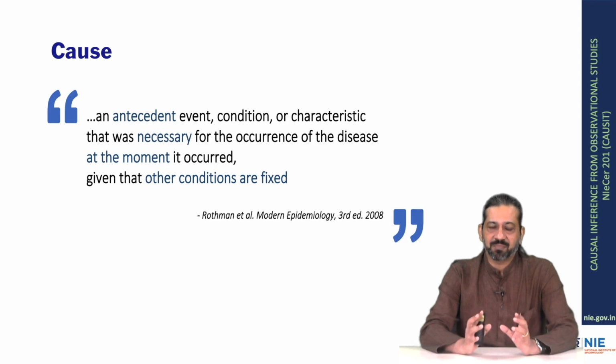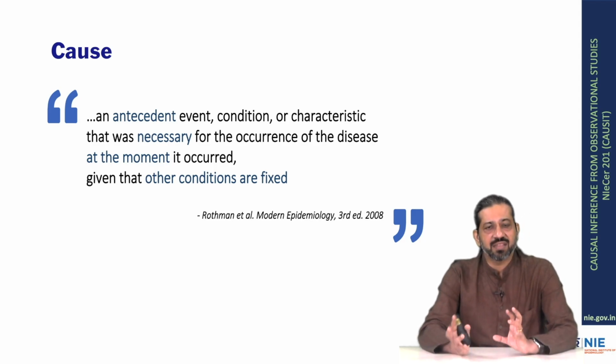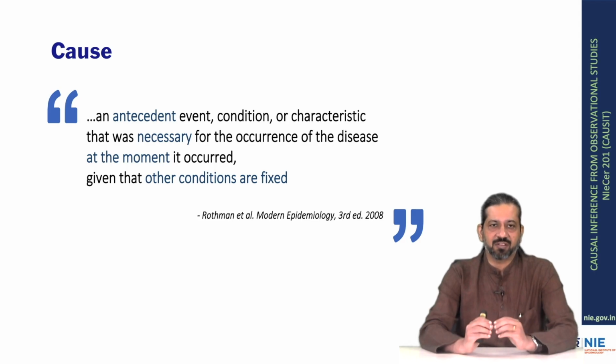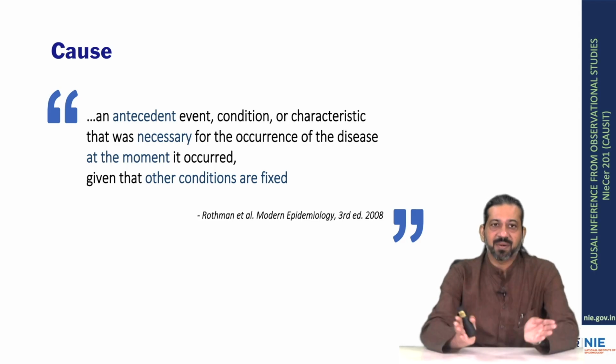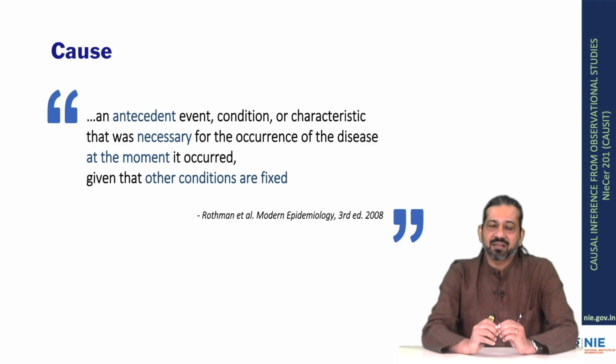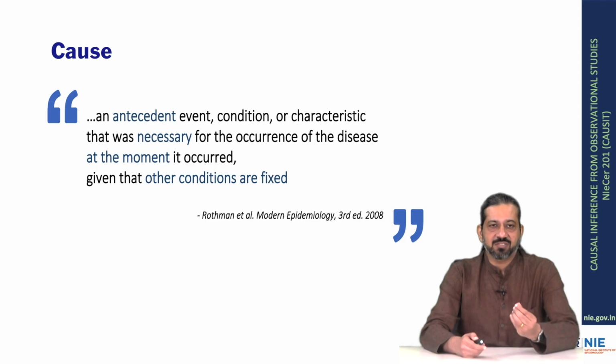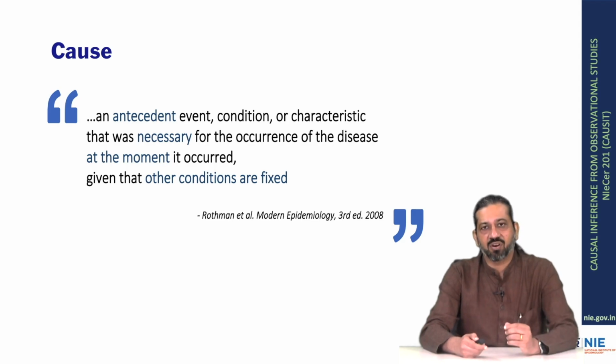And when the particular exposure is present or absent, we see a change in the presence or absence of the particular outcome of interest in a particular time period, assuming that all other factors that can influence the occurrence of or the change in outcome are not changing as well. And that's what helps us to understand what actually a cause is.